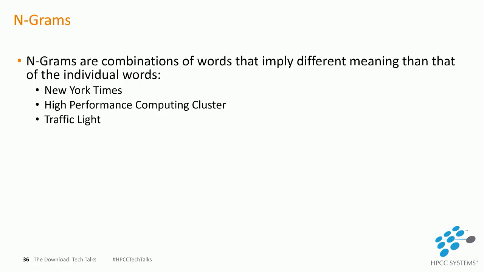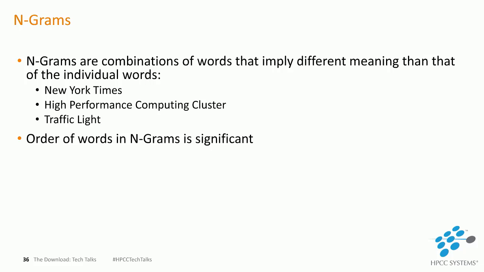Another technique that's important for text vectors is the use of n-grams. N-grams are groups of words that convey a meaning that may not be inferable from the individual words. Examples are New York Times, high-performance computing cluster, or traffic light. The order of words in an n-gram is important. Traffic light and light traffic have very different meanings.